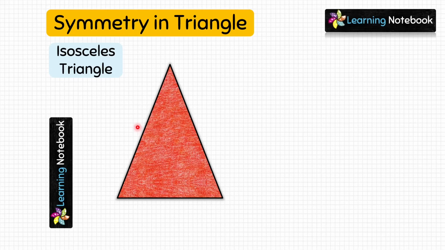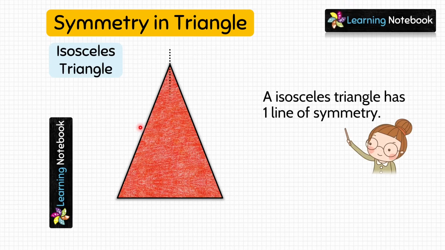So, isosceles triangle has one line of symmetry as shown here. So, this is the symmetry in isosceles triangle. It has one line of symmetry.